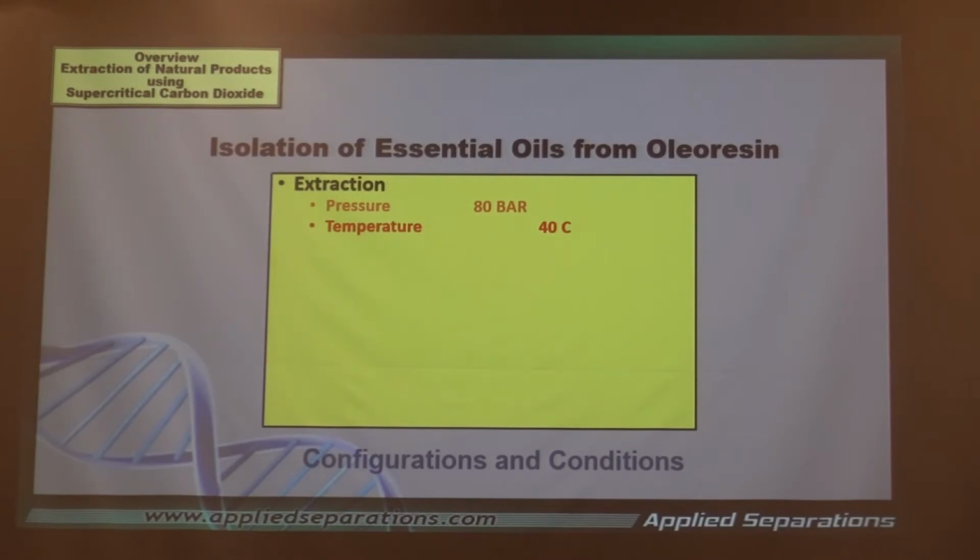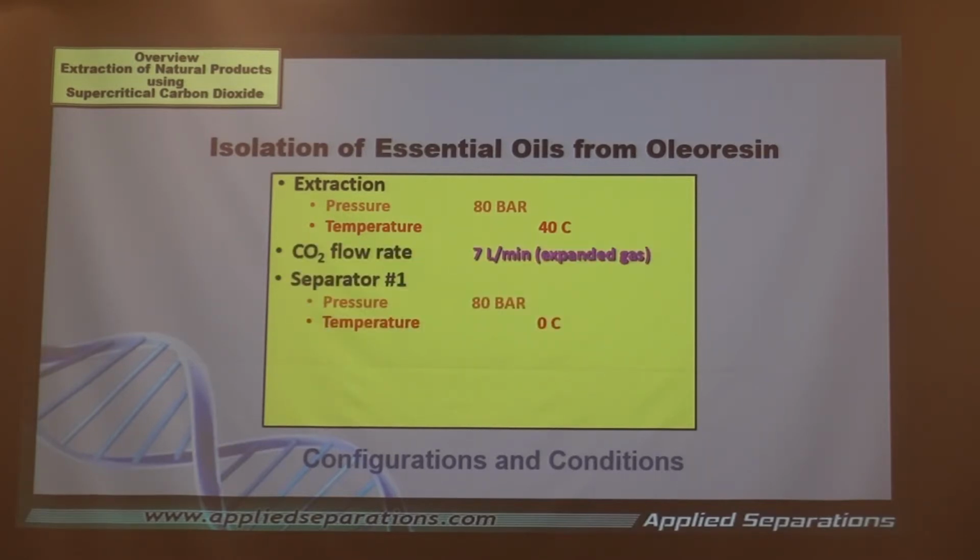pressure, 80 bar, 40 degrees C, supercritical. Flow rate, look at this separator number one, 80 bar, look at the temperature, 0 degrees C. That's not supercritical. We've now chilled that first separator and made that liquid CO2. And then we go ahead and vent that.